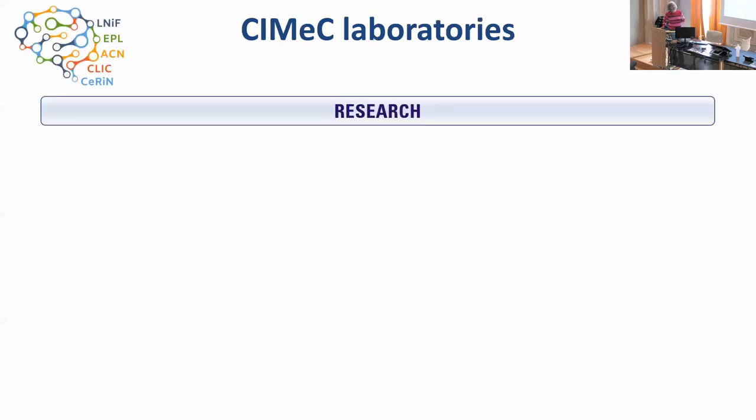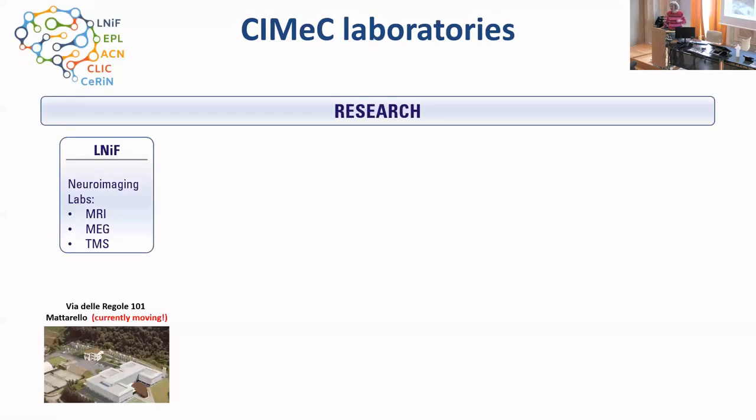So the different labs that we have include the neuroimaging lab, which focuses on functional neuroimaging, MEG for the temporal aspects of our brain signal, or TMS. And this laboratory is currently moving from Mattarello, which is in the town between Trento and Rovereto, to Rovereto, so it will be even more accessible.